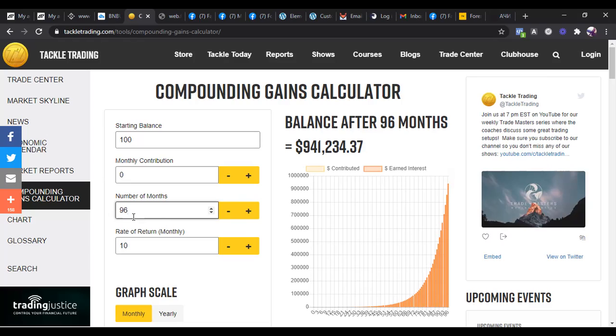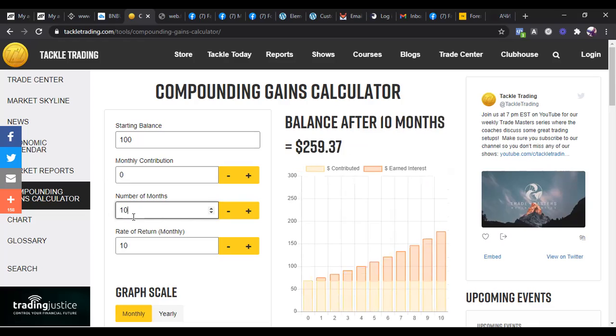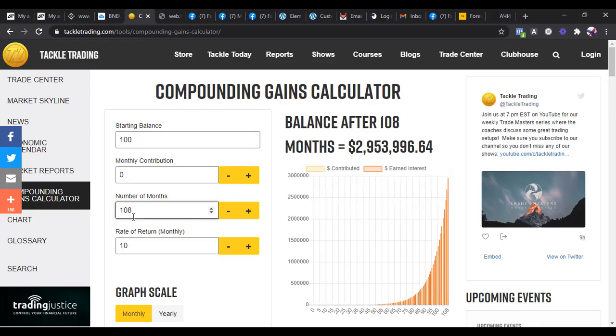On the 9th year, there will be drawdowns, so there will be bad times. Oh my God! On the 9th year, I have $2,953,996. I've hit $1 million on the 9th year just by adding 10% to a particular amount I have every single month. Every single month, not every single day, not every single week.